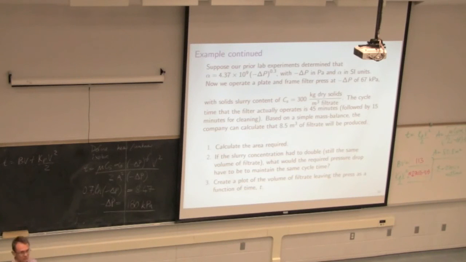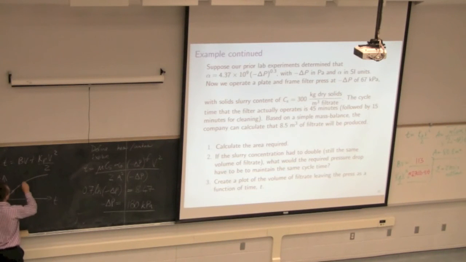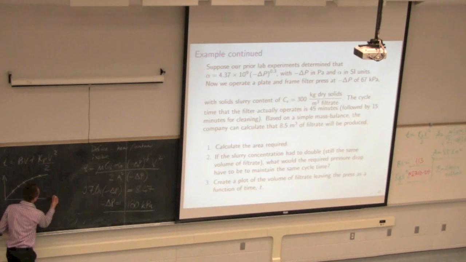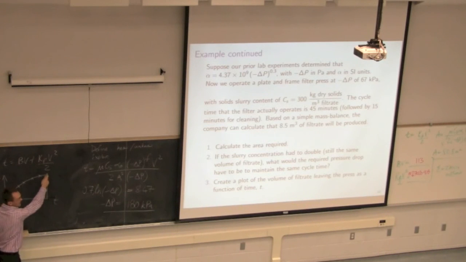Question to think about and prove to yourself. This curve of plotting time versus volume of filtrate, we know it's going to look like that. Is the curve going to look the same or different, higher or lower, when CS is double? So this is the curve for CS equal to 300. This is the volume of filtrate I expect for a given time. We keep going to 45 minutes, we stop, we clean out, and at 45 minutes I get 8.5 meters cubed. What is the curve going to look like when CS is double?